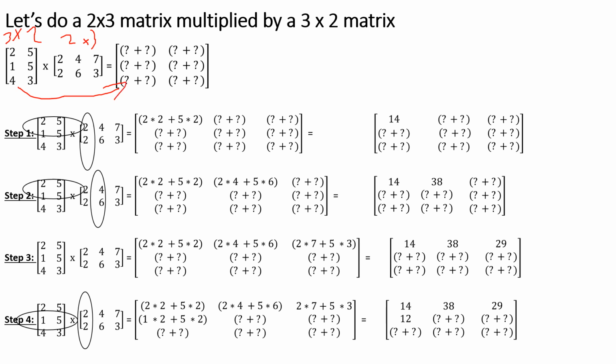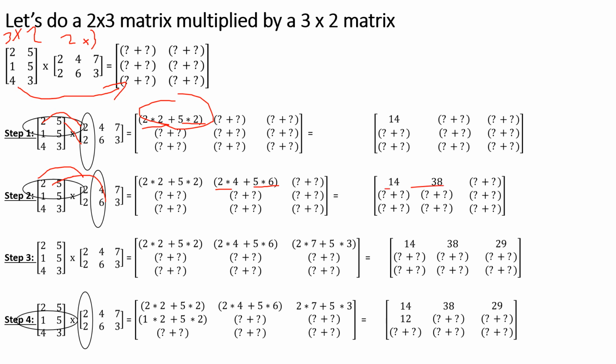So let's do the first row of the first matrix by the first column. 2 times 2 is 4. Here's my 2 by 2. 5 times 2 is 10. So there's my first one. First row, second column. 2 times 4 is 8. 5 times 6 is 30. And 30 plus 8 is 38. So I got 14 and 38.